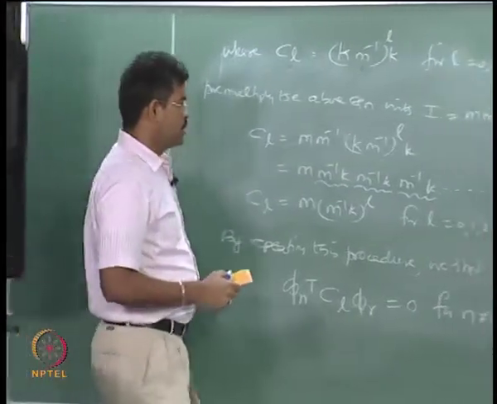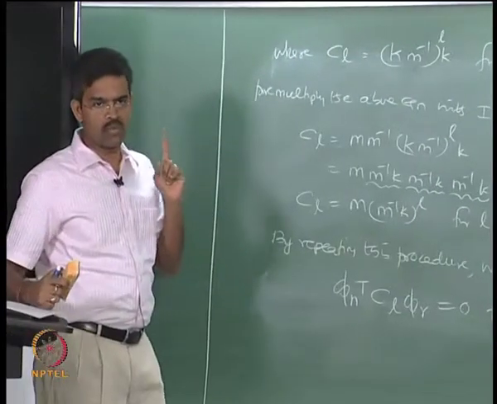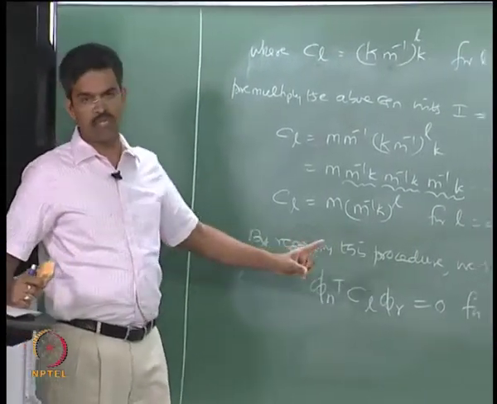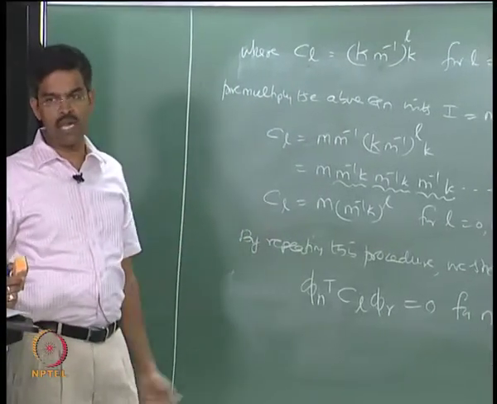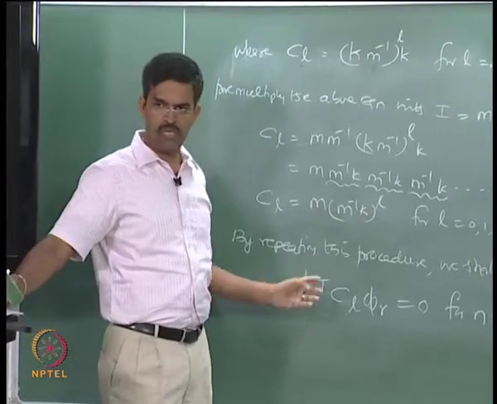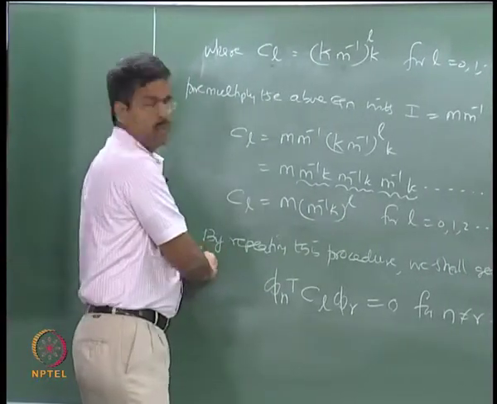Okay? We have reached equation 4, where I have processed the original equation of my orthogonality with m inverse K to the power L, that is what I did, is it not? I will do the same process again, but the multiplier is now going to be a different multiplier. Okay? I will remove this.